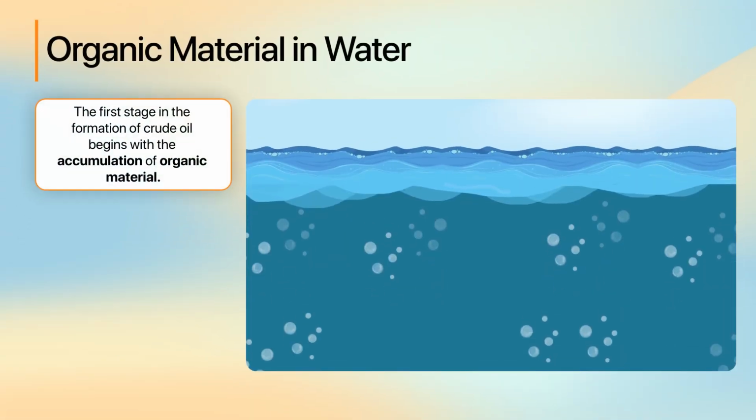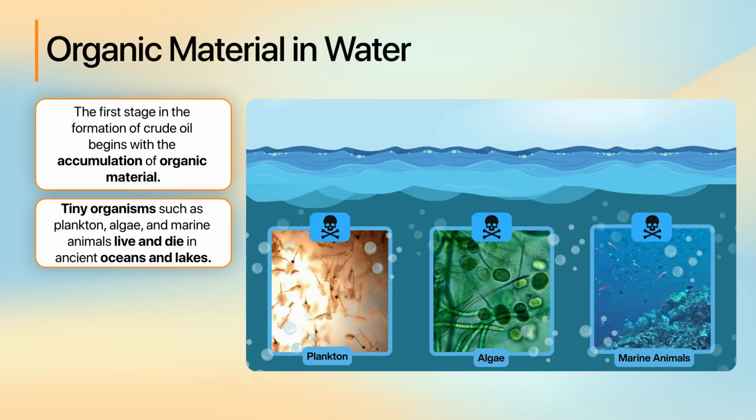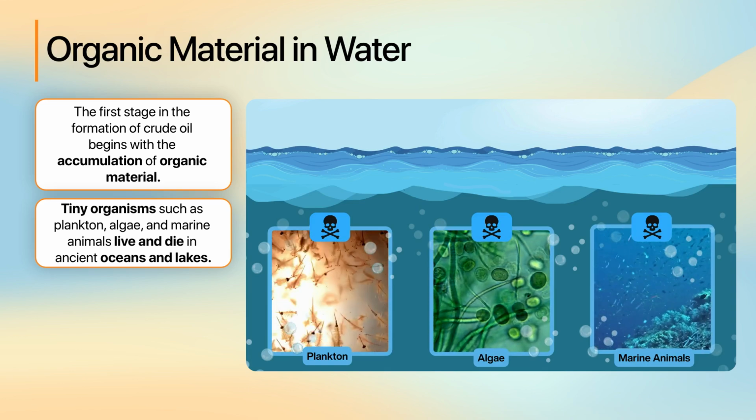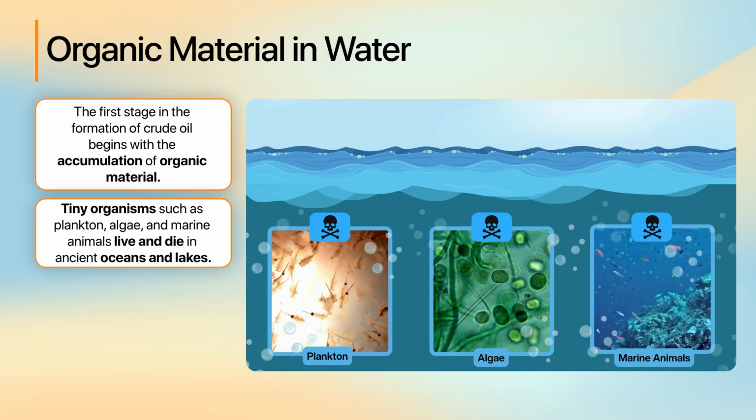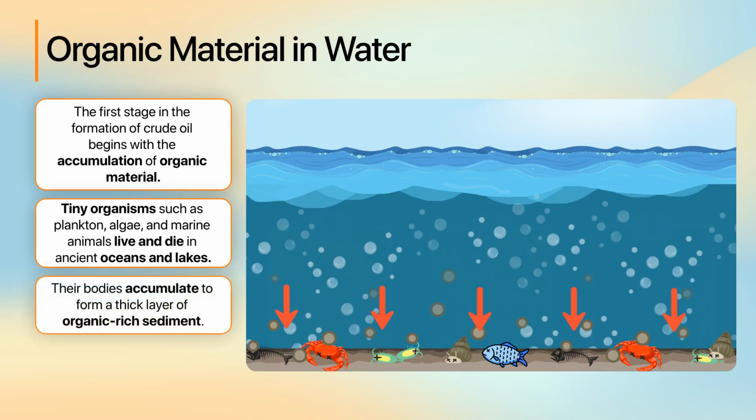The first stage in the formation of crude oil begins with the accumulation of organic material. Tiny organisms such as plankton, algae, and marine animals live and die in ancient oceans and lakes. When these organisms die, their bodies settle at the bottom of these water bodies. This accumulation forms a thick layer of organic-rich sediment.